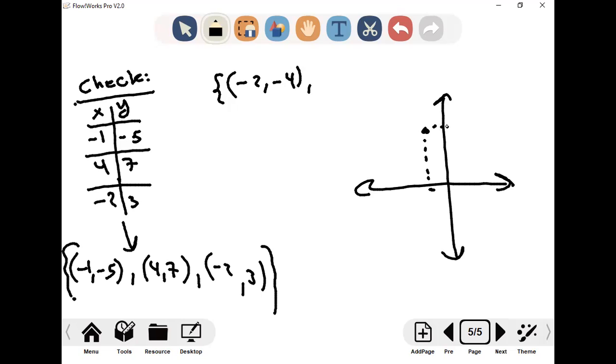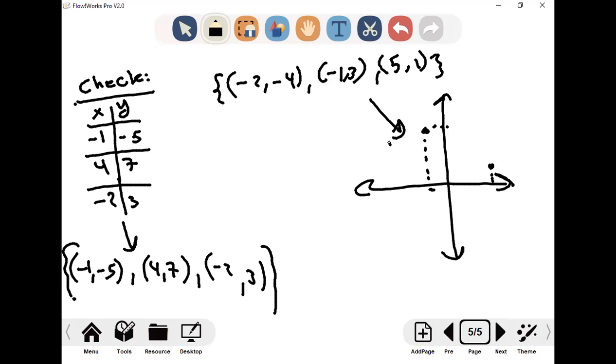What's the x and what's the y? -1 and 3. Now the third point, which is here. What's the x? 1, 2, 3, 4, 5, right? So 5 and 1. This is for the graph.